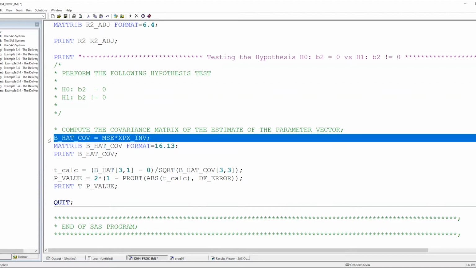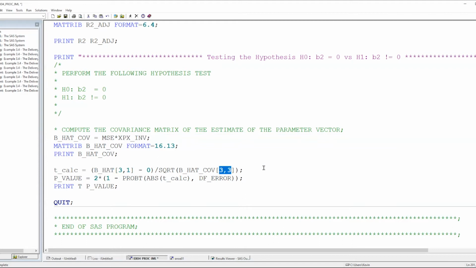Now, we constructed the covariance matrix for beta hat, the vector. The estimated variance of beta 2 hat is in the 3, 3 entry in that matrix. So the entry in row 3, column 3 in beta hat cov is the estimated variance of beta 2 hat. The standard error of beta 2 hat is the square root of that quantity, and that's why we're taking its square root. So that calculation gives us tcalc, the test statistic for this t-test.